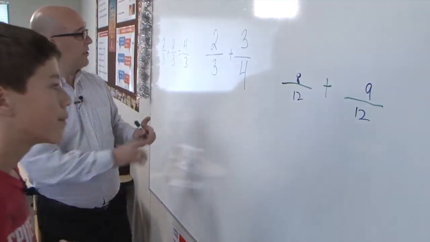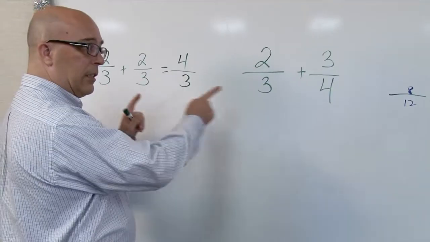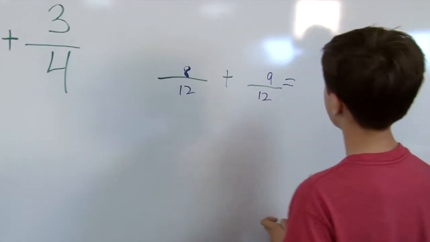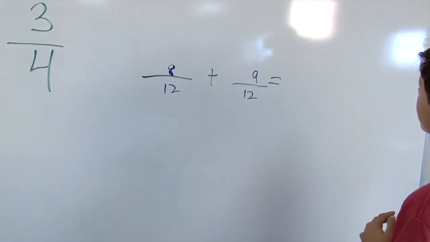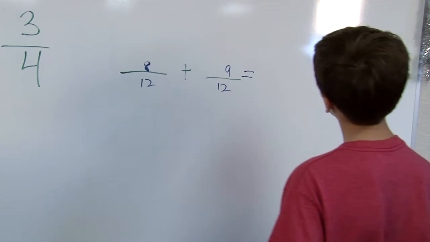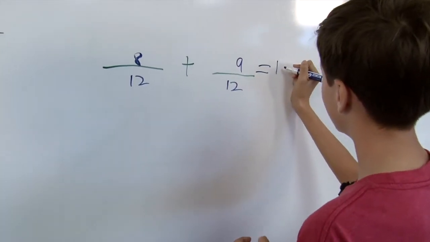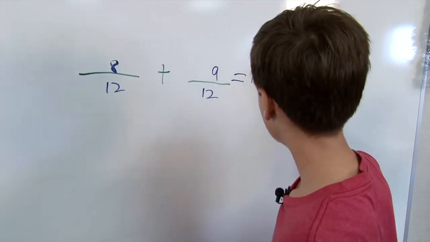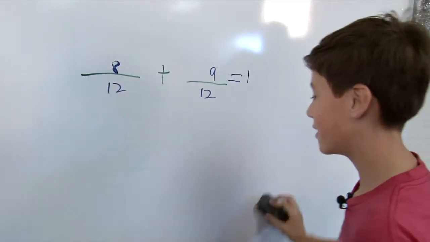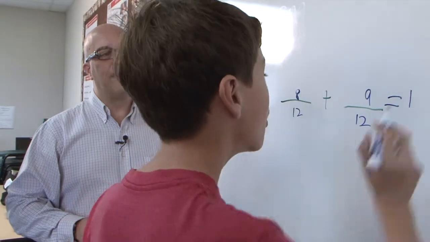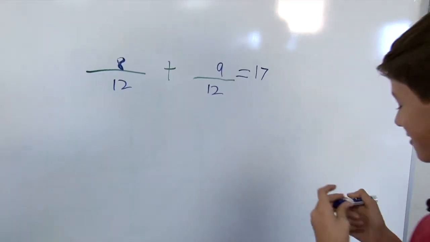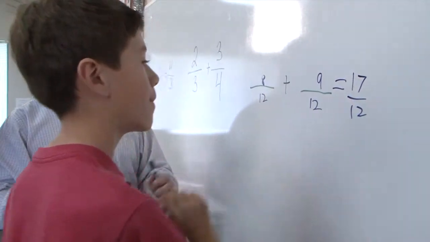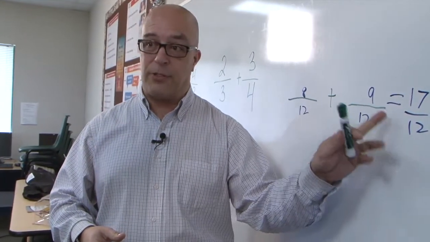All right, now, just like we did here, go ahead and continue solving that problem. 16. Almost. Not 16. 8 and 8 is 16, so what's 8 and 9? Oh, 17. There you go. 17 over what? 17 over 12. Perfect. Now that is an improper fraction because the numerator is larger.